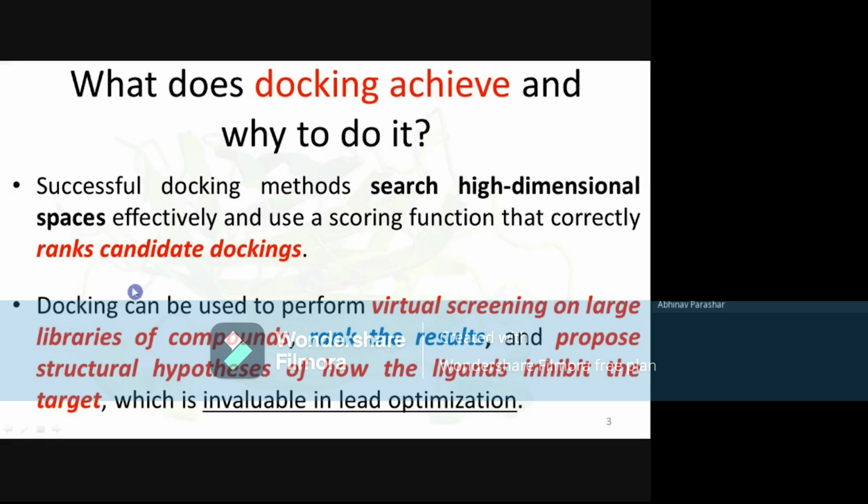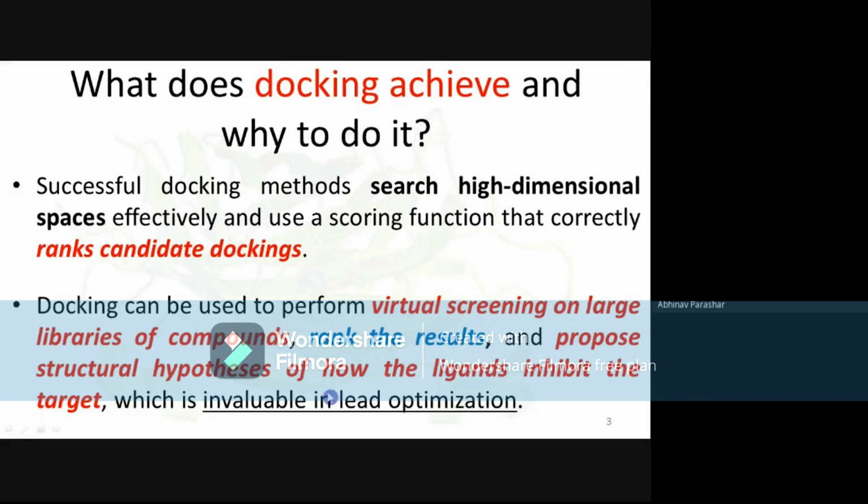Now, the second thing, why do you do it? Docking can be used to perform three things that are mentioned here. First, we do docking to perform virtual screening on large libraries of compounds. When you have so many compounds, it is obviously very difficult to do experimentation in vitro, in wet lab conditions, and find out the binding efficiencies. Getting the exact location is a very difficult task. For that, you have to go for crystallization, which is much more expensive and does not turn out to be successful all the time.